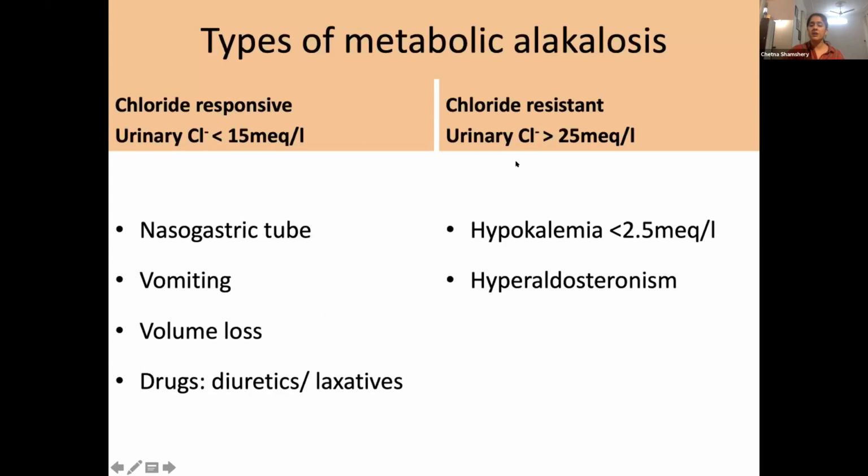On the contrary, if the body is not trying to conserve the chloride ions, that is when it becomes a chloride resistant metabolic alkalosis. There are 2 causes of it. One is hyperaldosteronism and the other is hypokalemia. What do?